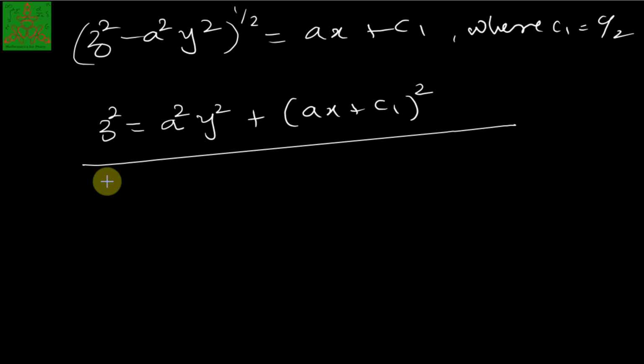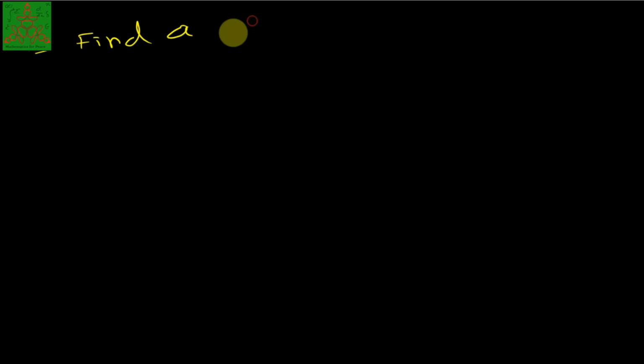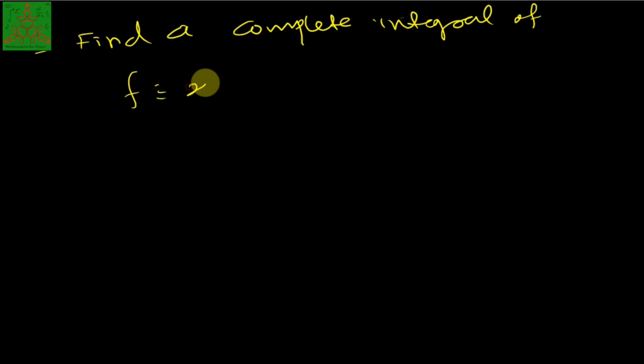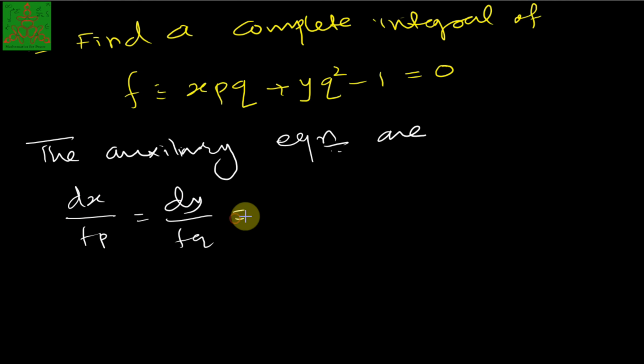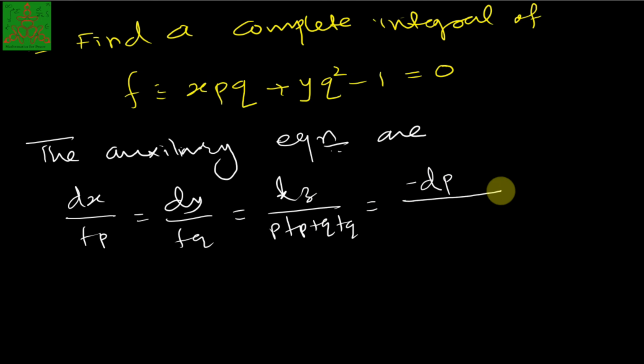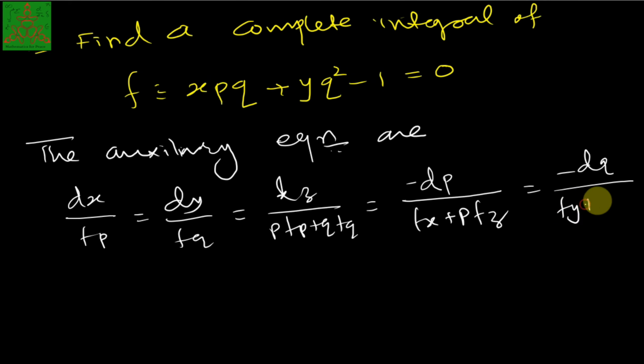Let us solve another example. Find a complete integral of f equal to x pq plus y q square minus 1 equal to 0. As we have discussed, the auxiliary equations for Charpit's method are dx upon fp, dy upon fq, dz upon p fp plus q fq, equal to minus dp upon fx plus p fz, equal to minus dq upon fy plus q fz.